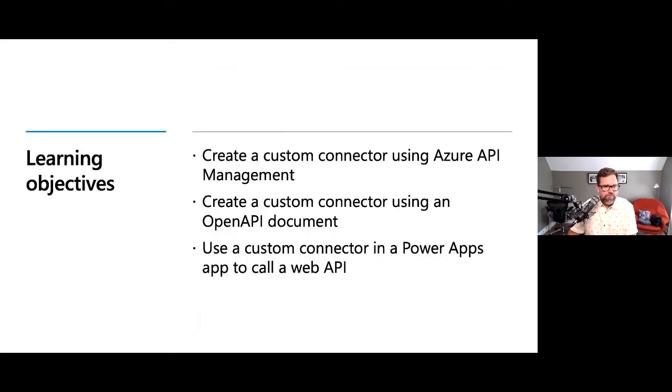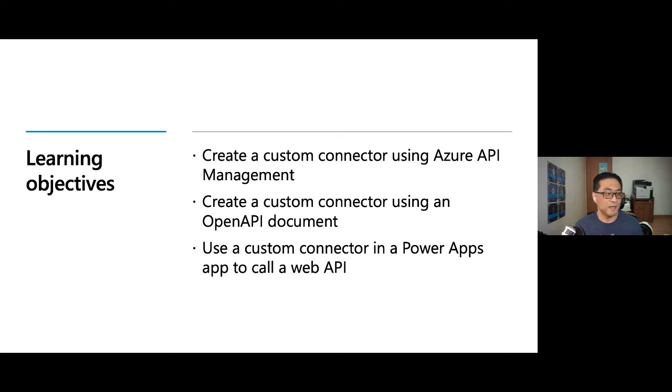And yeah, that's great. So Justin, tell us a little bit about what we're going to learn today. Sure. So after this session, you will be able to create a custom connector using API management, create a custom connector using an OpenAPI document, and finally use that custom connector in a Power Apps app to call a web API. So after this session, you will all expect those 3 things. Sounds good? Cool. I love it. And so how about we show a real quick demo of what it all looks like.